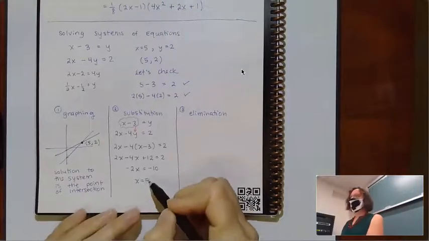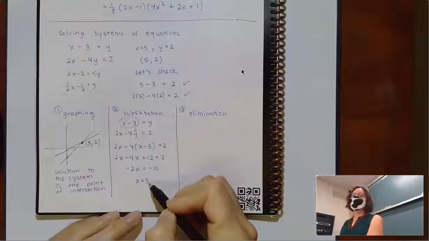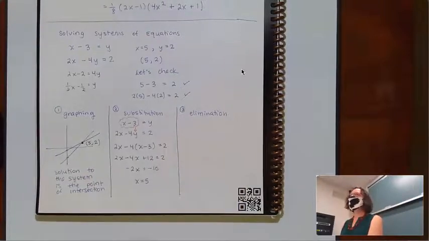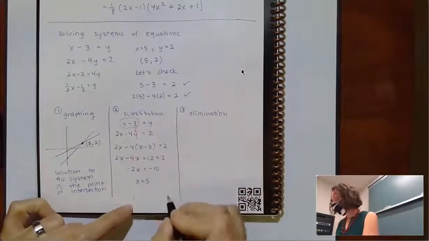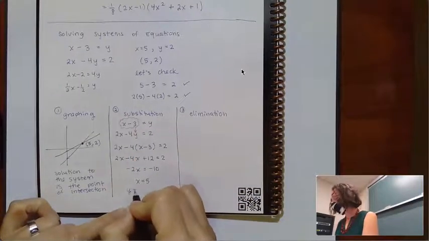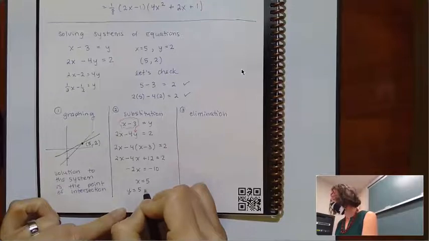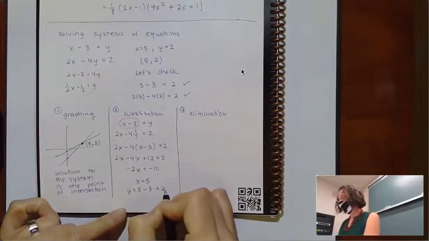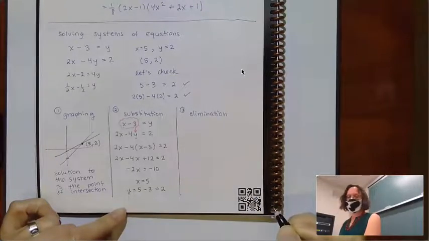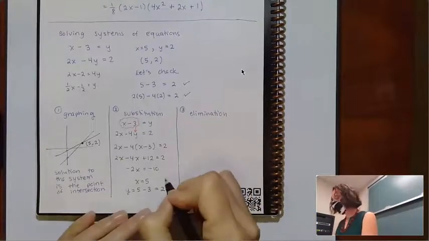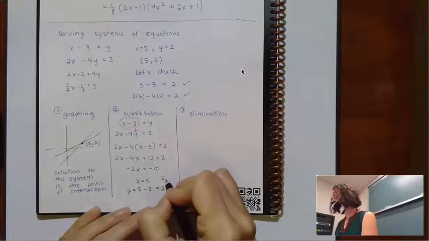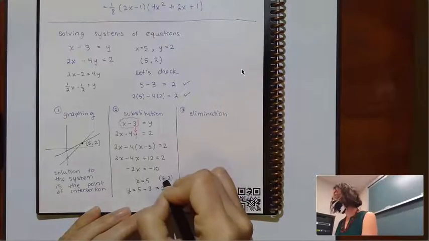If I want to know what y equals, I'm going to plug it into the equation that says y equals. Since y is equal to x - 3, I'm going to get my y value by doing that x - 3, and there's my 2. So if I were writing the answer as an ordered pair, that answer is going to look like (5, 2).